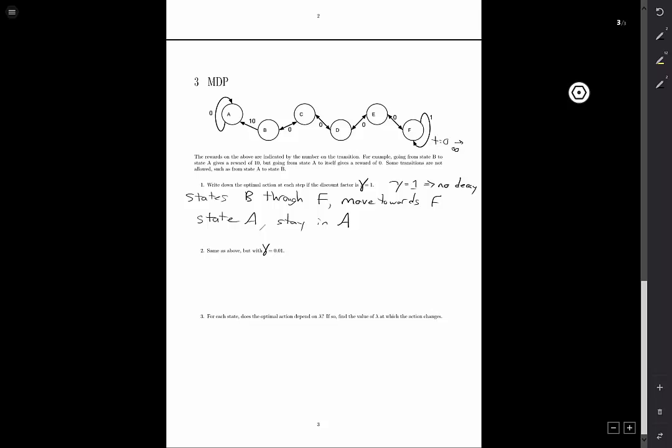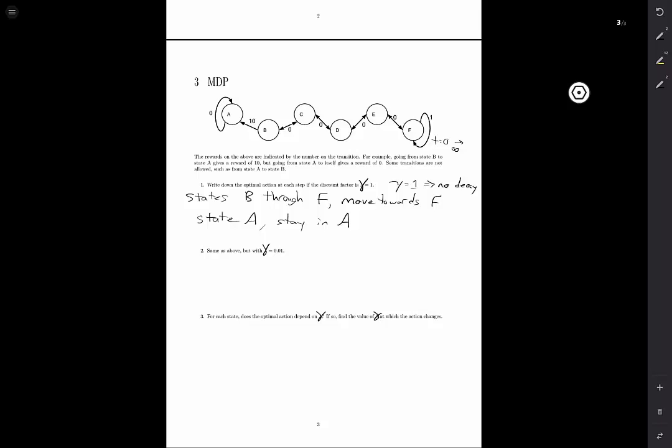Okay, so now let's move on to number 2. They want us to write down the optimal action given that gamma equals 0.01. So I write gamma in two different ways. This one and this one, they're the same thing. Okay, so now we need to think back, how do we calculate the reward?